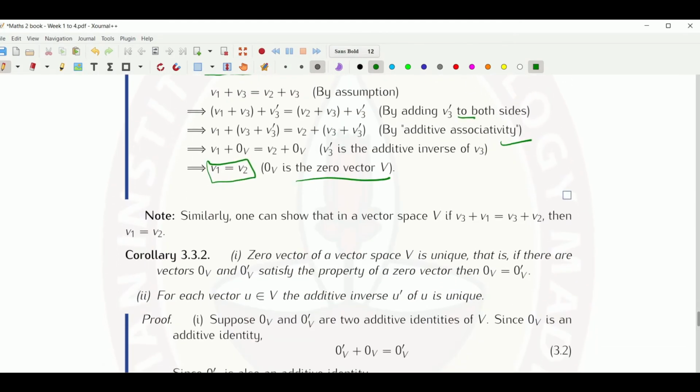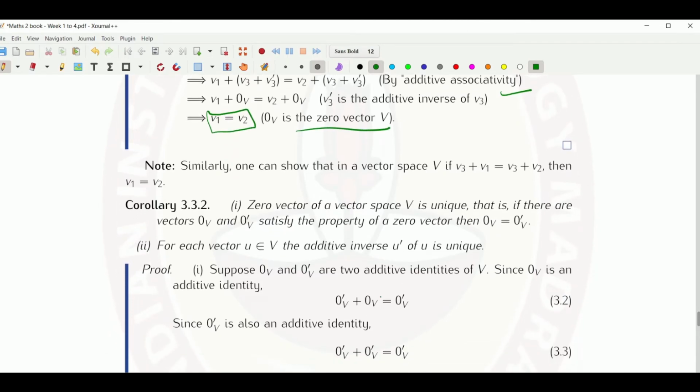Similarly, one can show that in a vector space V, if v3 plus v1 is equal to v3 plus v2, then v1 equals v2. Corollary: the zero vector of a vector space V is unique. That is, if there are vectors 0 and 0 prime satisfying the property of the zero vector, then the zero vector and the 0 prime vector both are the same. For each vector u belonging to V, the additive inverse u prime of u is also unique.